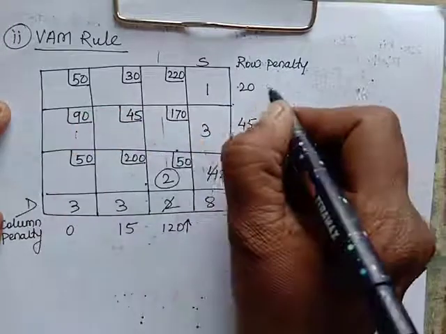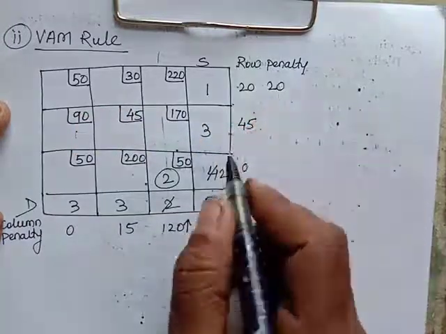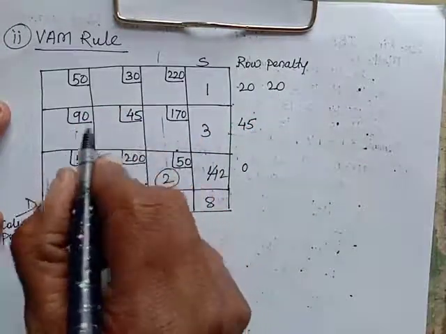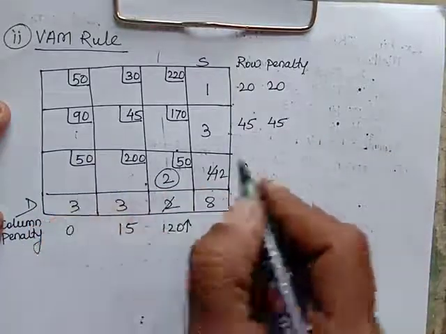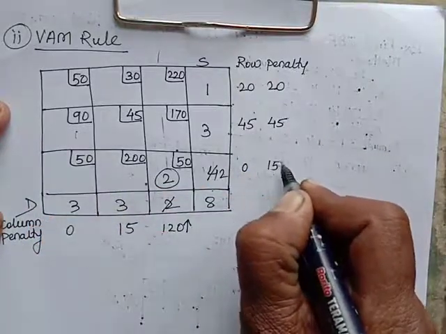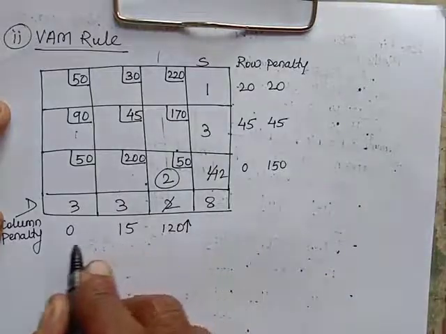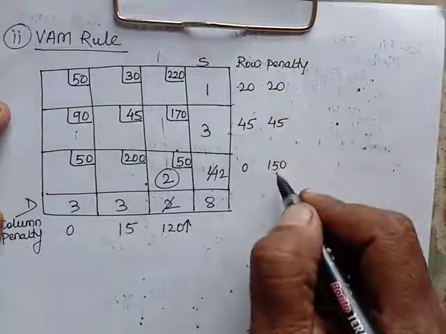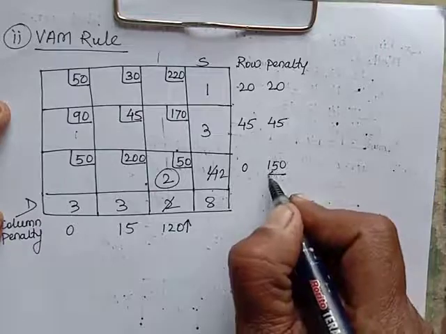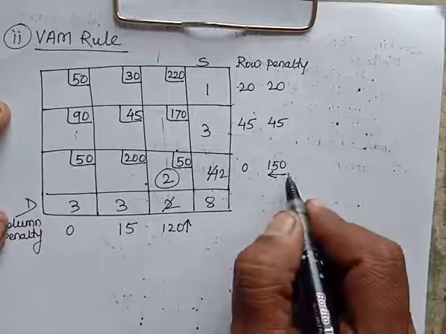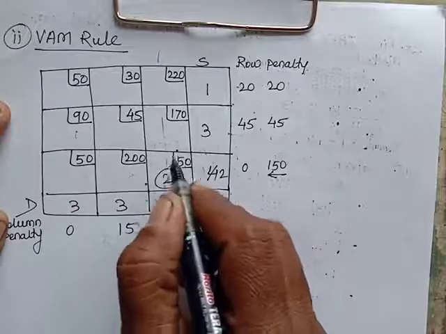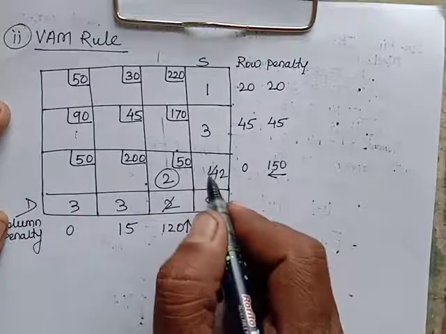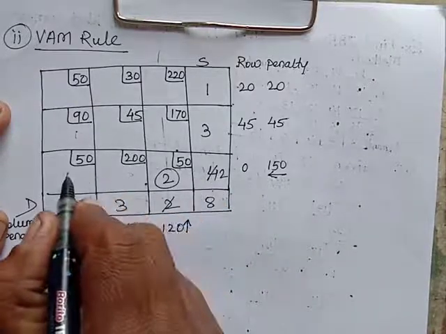Now look at here, what is a row penalty? It will be 20. What about this? It is again 45. And here it will be 150. So out of these 0, 15, 20, 45, 150, this 150 is the highest penalty. So our allocation is here with lowest cost. Now this cell we won't consider, as we already have done the allocation there.